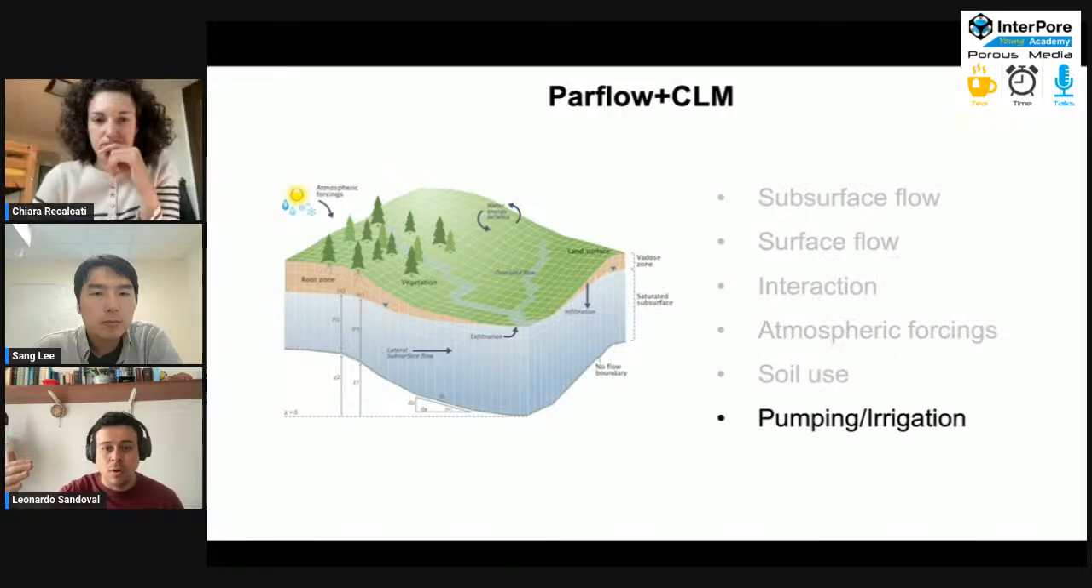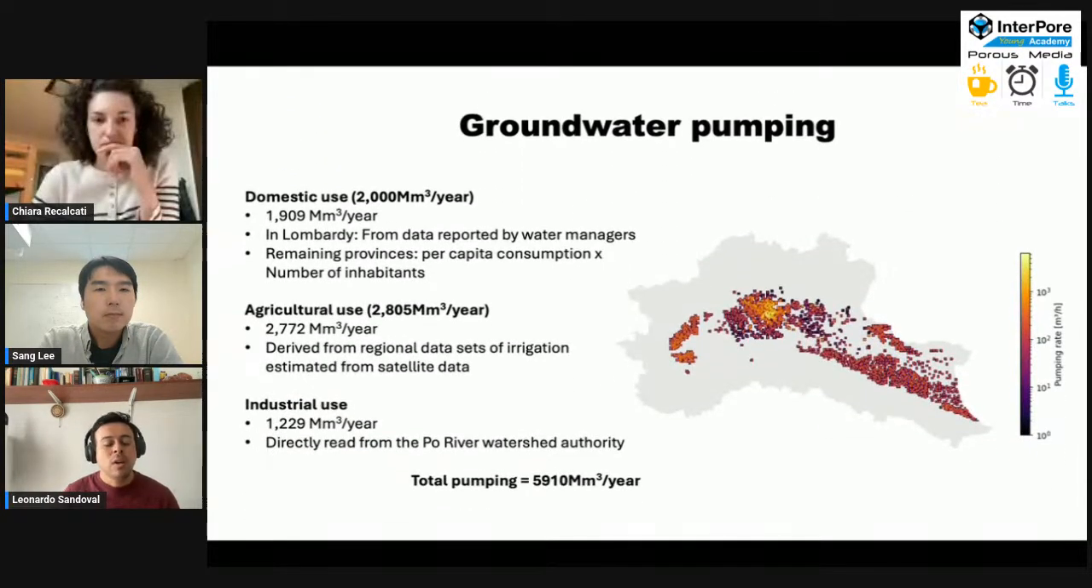A similar procedure was followed for the surface flow, for the atmospheric forcings, for the soil use, and also for the pumping and irrigation, which I found particularly interesting. So I will explain a little bit more about them. For the pumping and irrigation, we collected information from multiple sources, official and non-official sources. When I say non-official, it means non-government institutions. We were able to estimate maps, spatial distribution maps, of water use in the system, especially groundwater pumping.